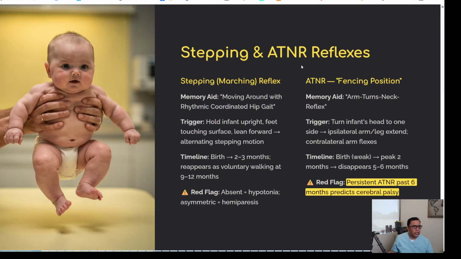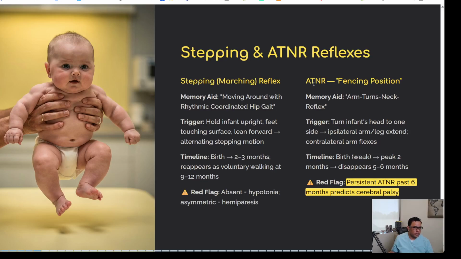Okay, now stepping or ATNR reflex. Stepping reflex is like a marching reflex. To remember this, moving around with rhythmic, coordinated hip gait. Hold the infant upright, feet touching surface, lean forward, and they will show an alternate stepping motion. It is present at birth and it disappears at 2 to 3 months and reappears as voluntary walking at 9 to 12 months. If it is absent, it's hypotonia. If it's asymmetric, meaning left and right are different, then you can think about hemiparesis, which is rare.